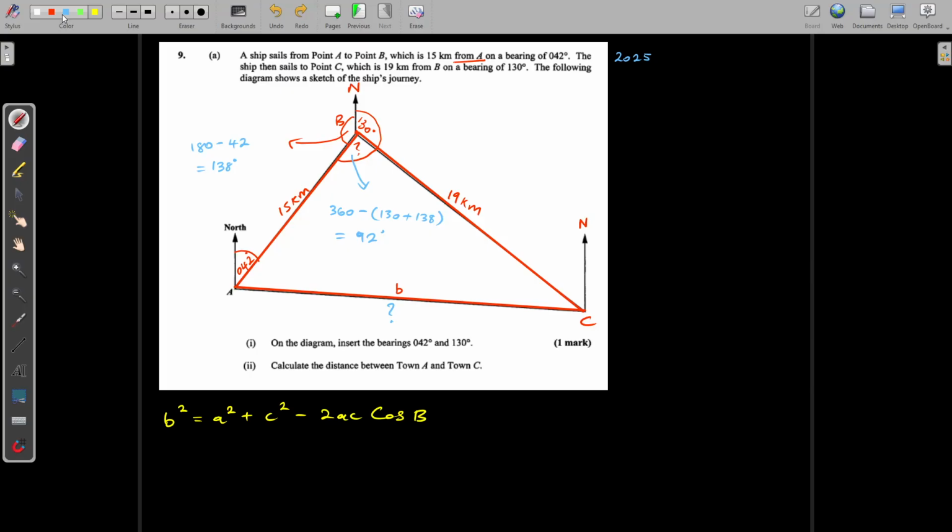So let's substitute. We don't know b, so that's what we want to find. So a squared, so that's 19 squared plus 15 squared minus 2 times 19 times 15 cos 92. So you can put all of this in your calculator and get your answer.